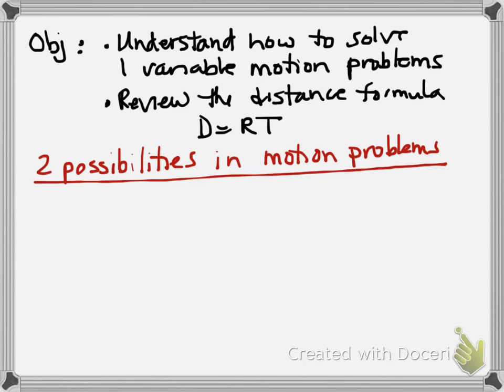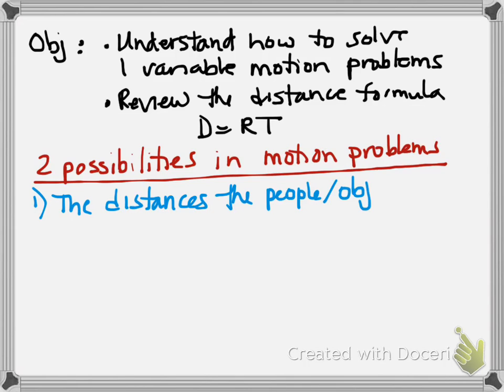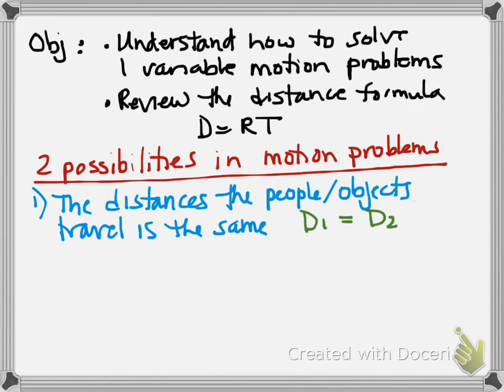Okay? So the 2 possibilities that show up in these types of problems is the distances, and it just usually involves 2 people or 2 objects. The people or objects travel the same distance. When that's the scenario in the problem, what you're going to do is, using the distance formula, figure out the distance of one and set it equal to the distance of the other guy. So you're going to take the 2 distances and you're going to set them equal to each other. Okay? That's situation 1 that could arise.